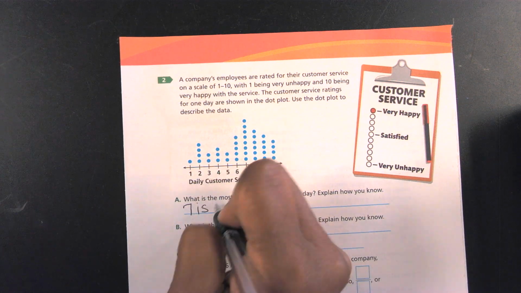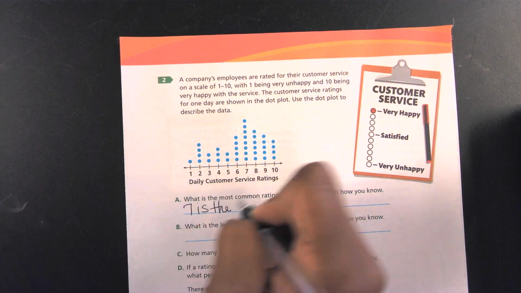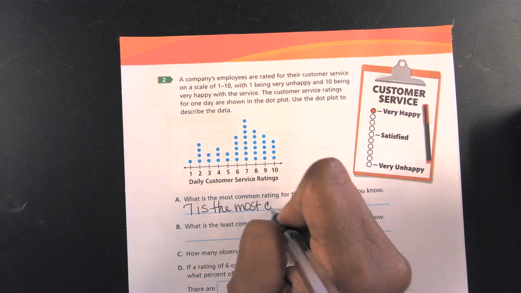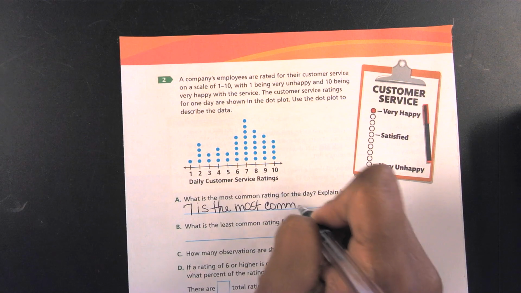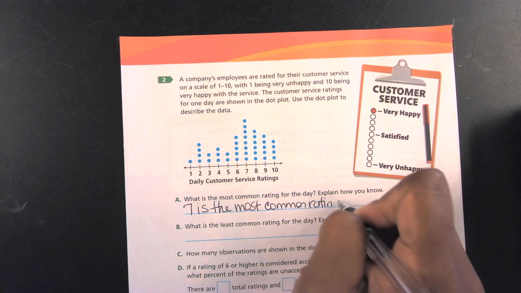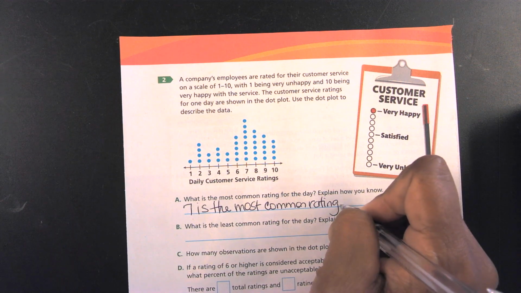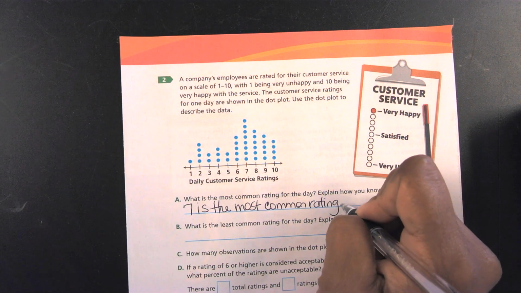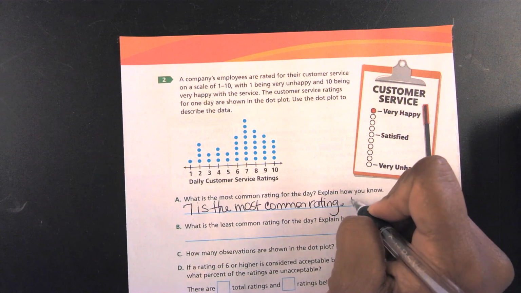7 is the most common rating. The reason why 7 is the most common rating is because 7 has the most dots.